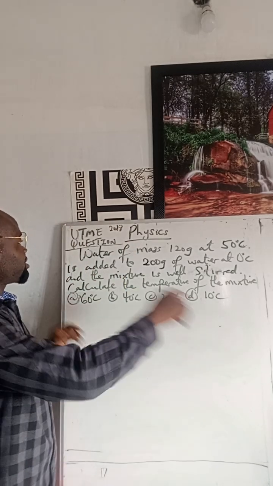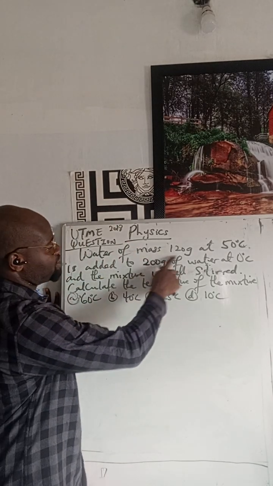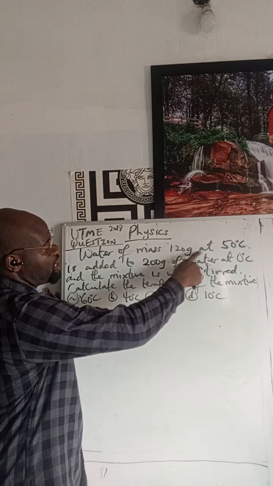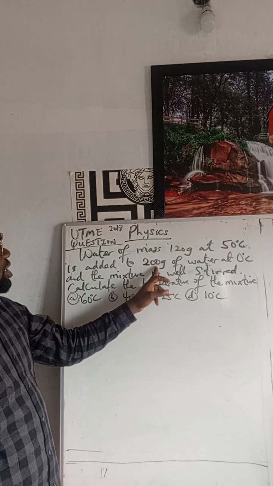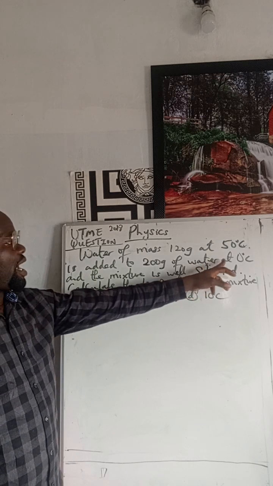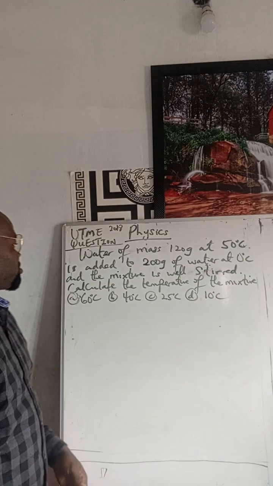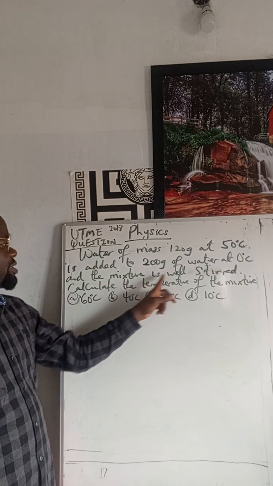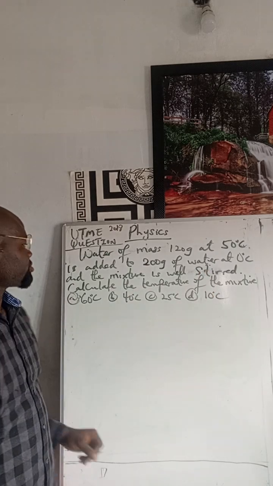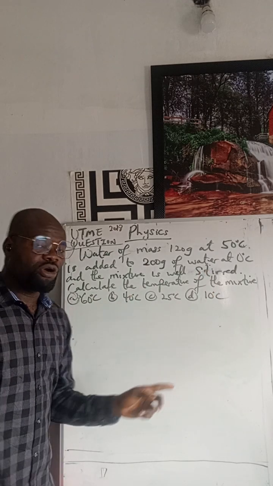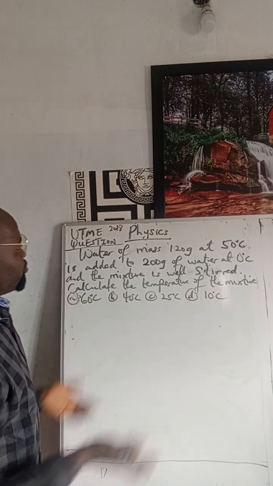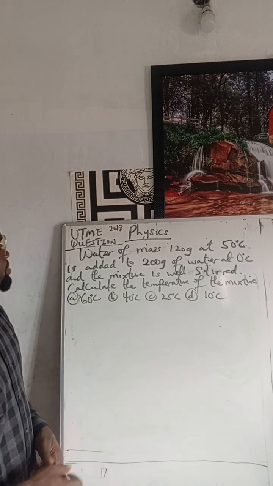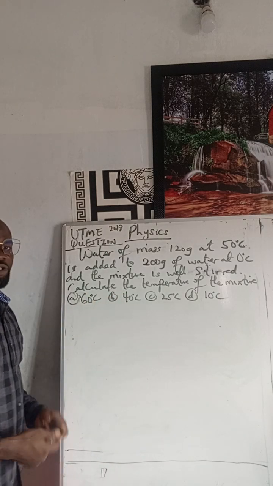The question says: water of mass 120 gram at 50 degrees Celsius is added to 200 gram of water at 0 degrees Celsius, and the mixture is well stirred. Calculate the temperature of the mixture. So let's see what we do. How do we handle this kind of question?